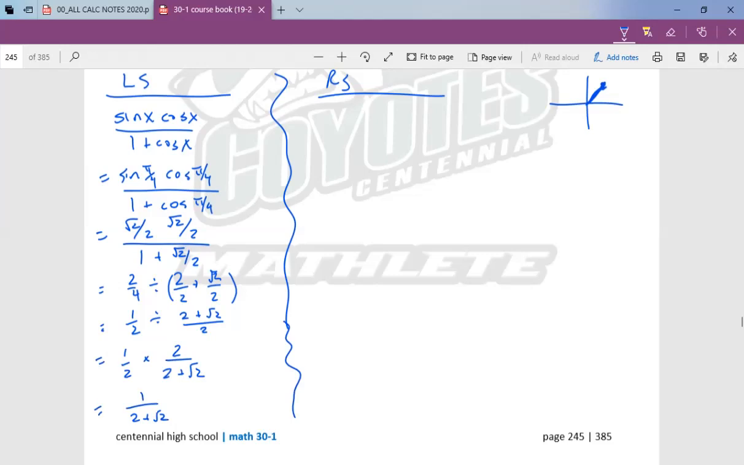Let's now work with the right side, and if they're not looking like they're equal to each other, maybe let's come back to that and we can simplify another step. But our goal is to make them so that they look the same. Our right side is 1 minus cos x over tan x. We're just going to substitute. So this is equal to 1 minus cos pi quarters over tan pi quarters.